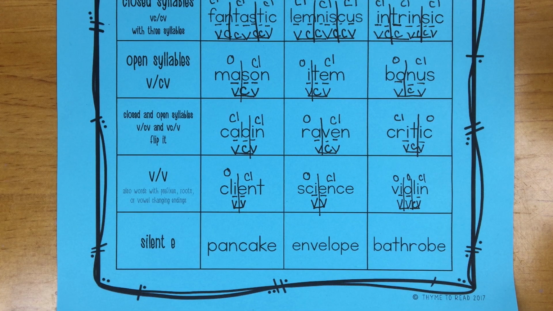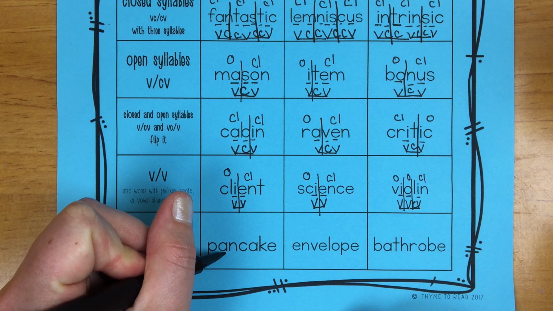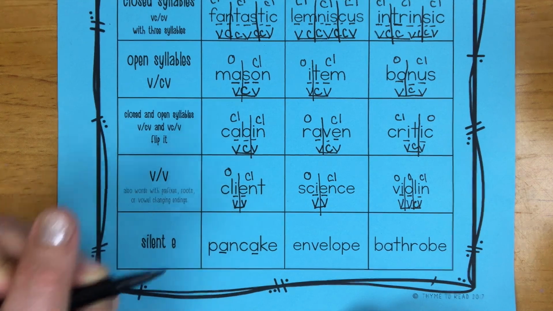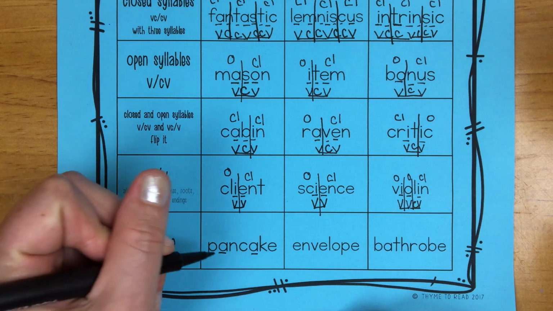Now we can try what my students think is the hardest syllable type, because when we're working with silent E, the vowel at the end does not make a sound, so we will not count it. Looking at the first word, I will look for the first two vowel sounds. It is important that you refer to the vowels as vowel sounds, because again, the E at the end here will not make a sound.